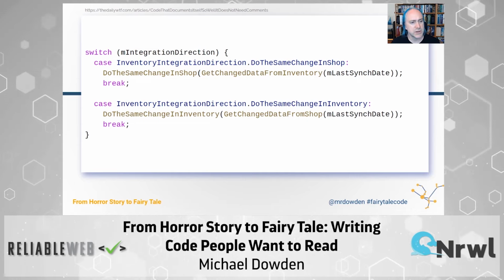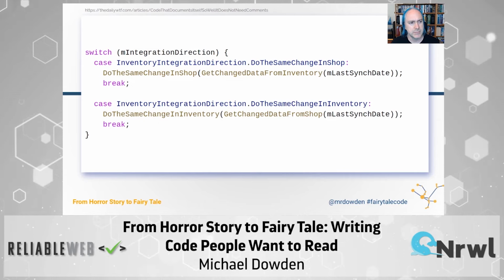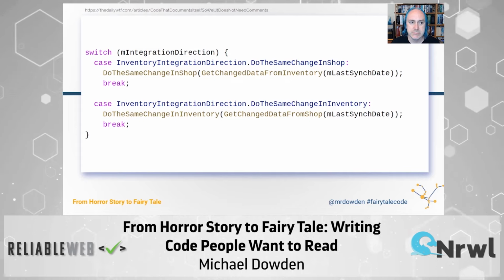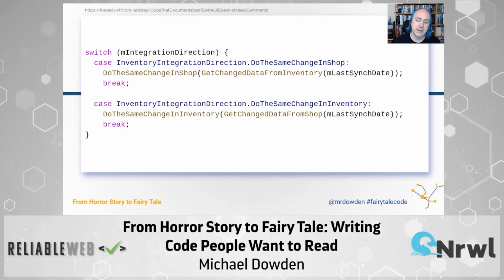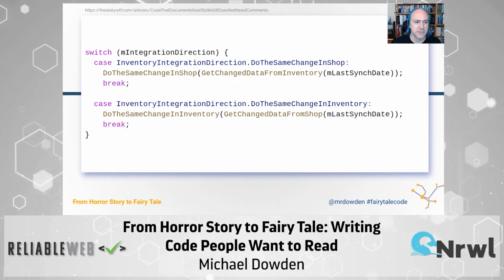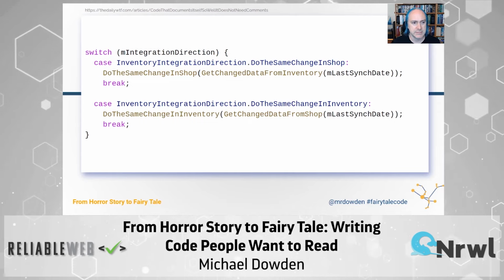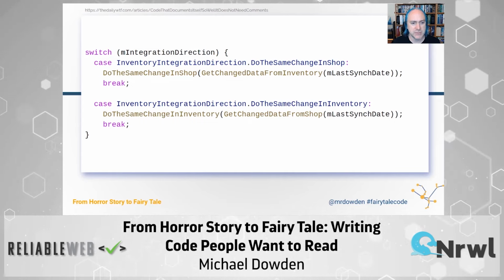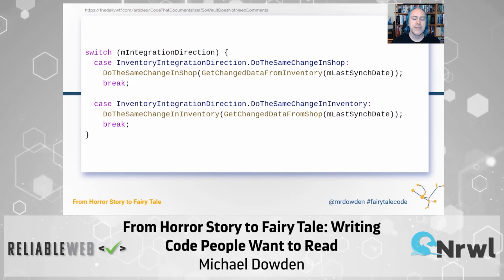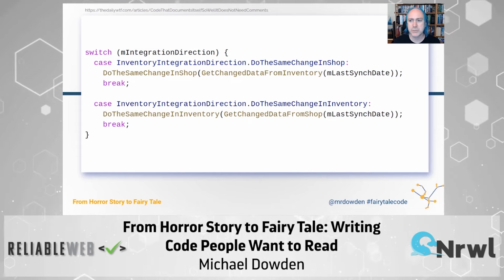Case inventory integration direction is do the same change in shop. Do the same change as what? Maybe this makes sense when you understand the full paradigm and context of the code, but out of context, this doesn't mean anything. Get changed data from inventory. Why is it changed? So there's some explicit variables, but they're not super clear as to what's happening.